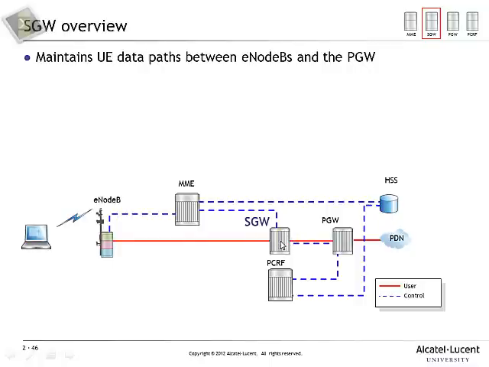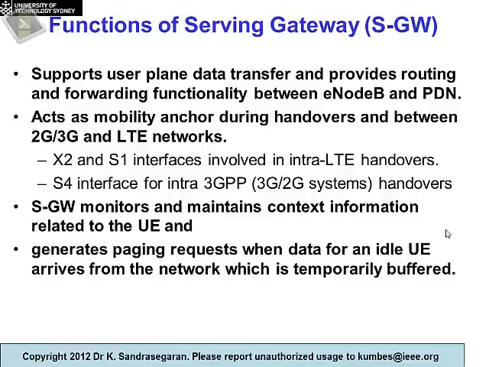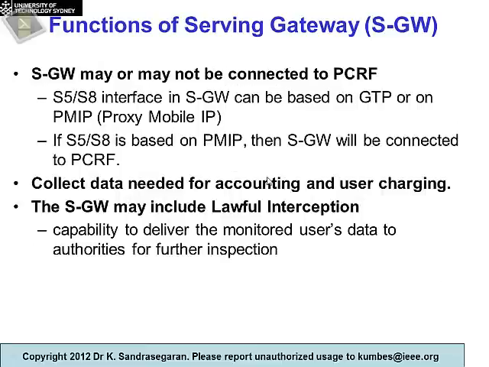Okay, what does it do? Well, it's one of the important entities on the user plane because all the user data that has to travel between the eNode B and the external gateway has to go through the serving gateway. So it has to maintain the UE data path. Okay, on the next slide is some more detailed information. Okay, and I'm going to talk about these points shortly.